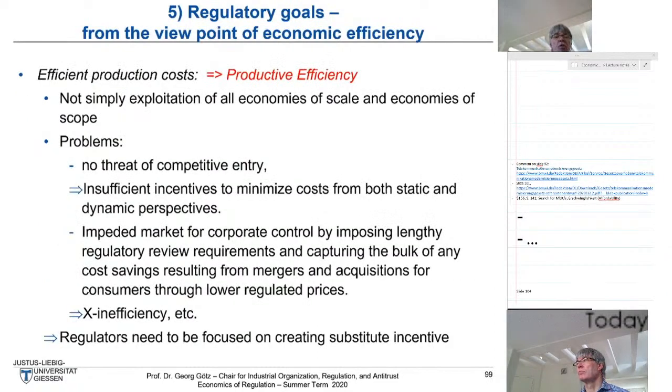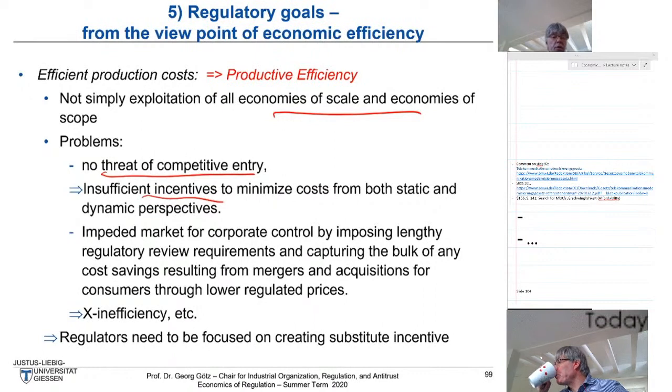Productive efficiency was related to this X-inefficiency I had. It doesn't simply mean economies of scale and economies of scope are exploited, but that you somehow manage, as a regulator, to solve the problem which arises because your incumbent need not be afraid of a competitive entry. Therefore, it has insufficient incentives to minimize costs from both a static and dynamic perspective. So here this would be X-inefficiency, and that's where regulators provide substitute incentives. It's called incentive regulation. We will get back to that; in German it's Anreizregulierung.